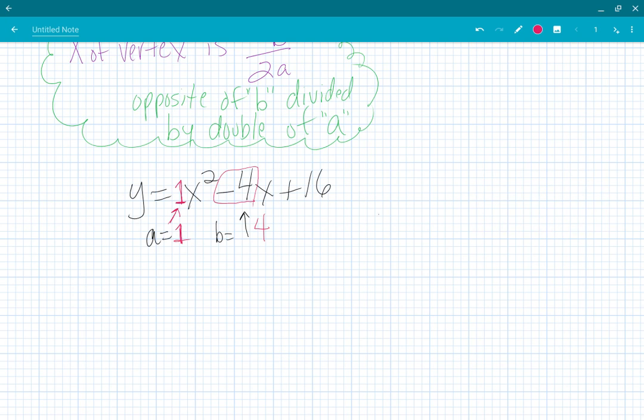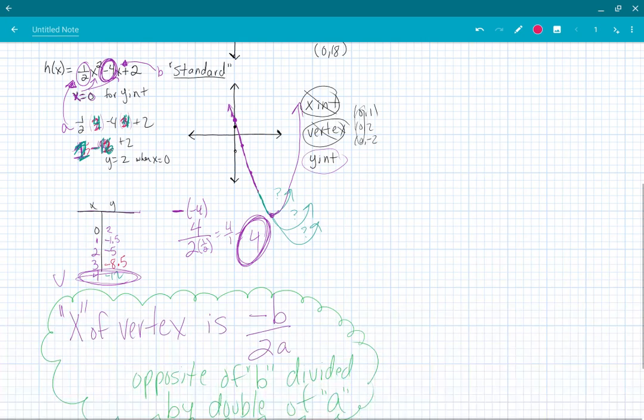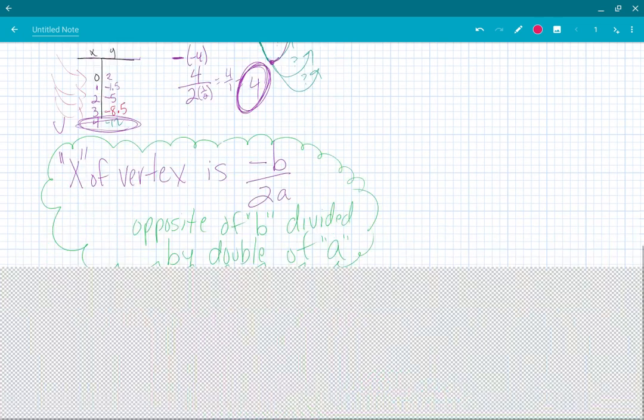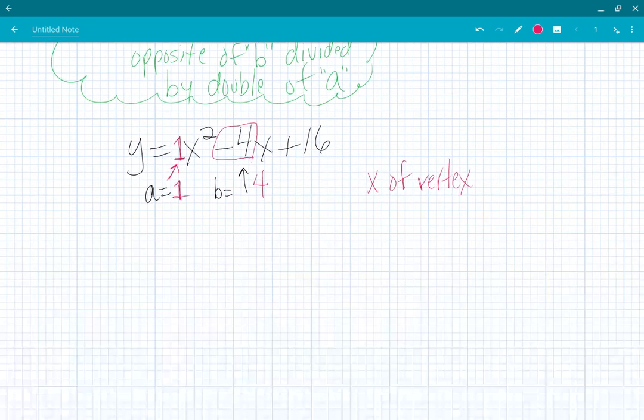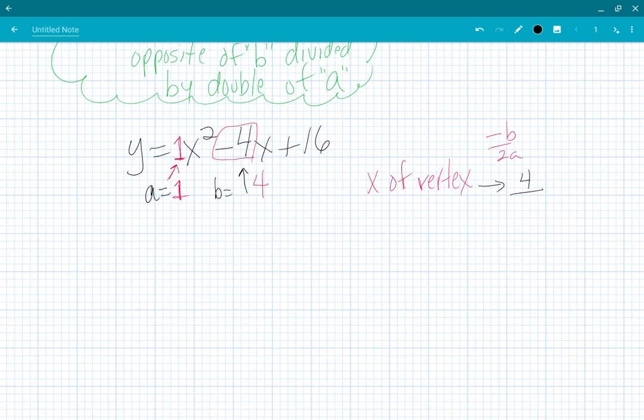All right, so let's find the x of vertex. Because you don't want to be plugging in numbers over and over, just trying to find the vertex, like we were doing earlier. It's a waste of time, almost like trying to find something in your closet in the dark. It's not efficient. So the x of vertex is the opposite of B divided by double of A. What's the opposite of -4? It'd be 4, right? And then double of 1. What's double of 1? 2, right? 2 times 1. So what's 4 divided by 2? 2. This is the winner. This is a gold mine. This is you turning on the light in your closet trying to find something.